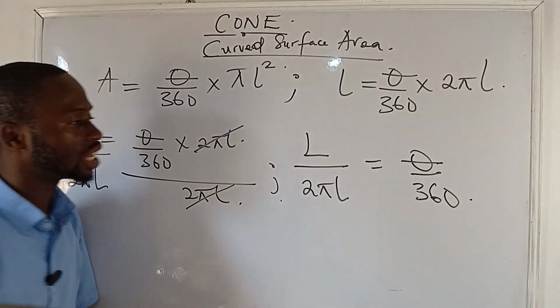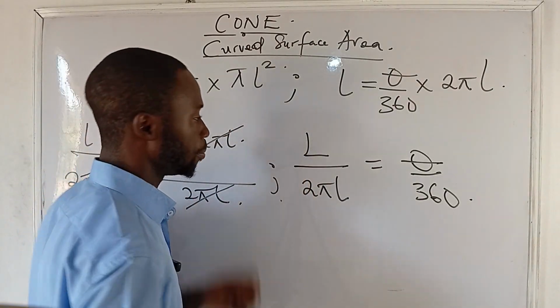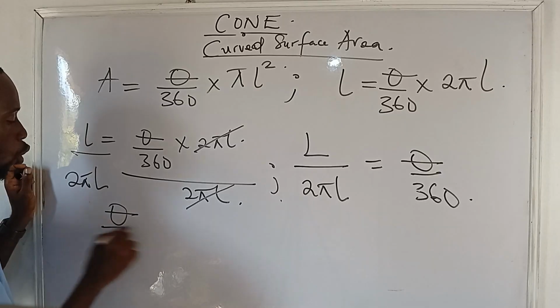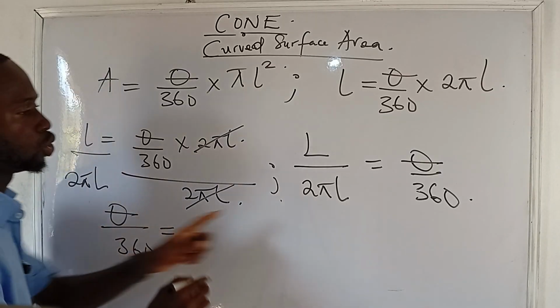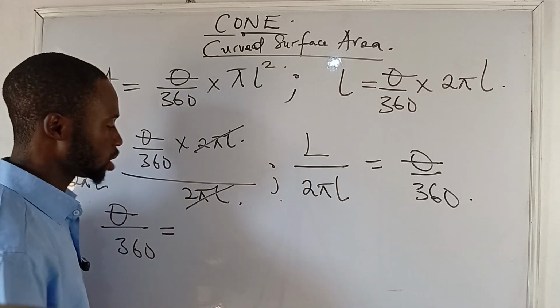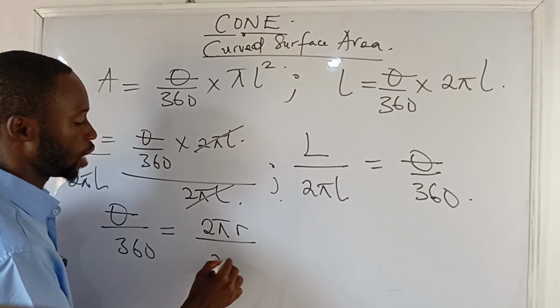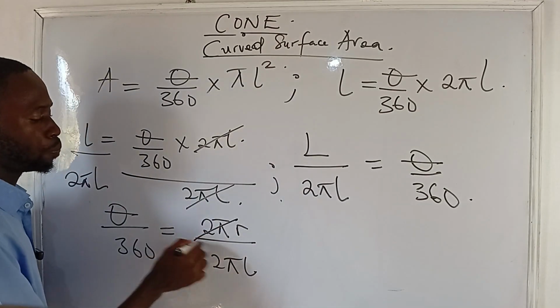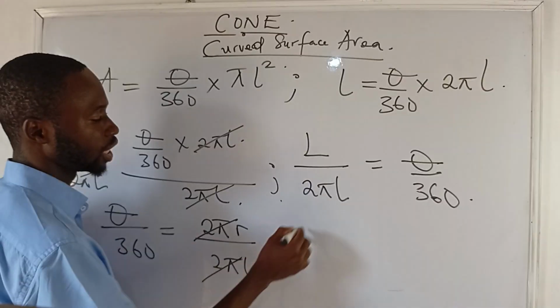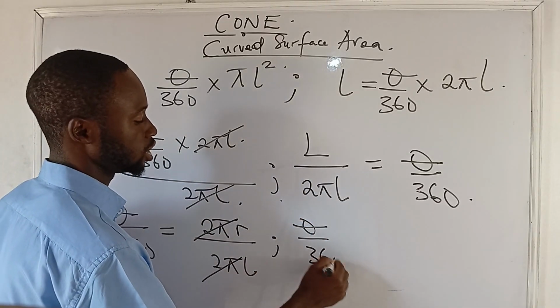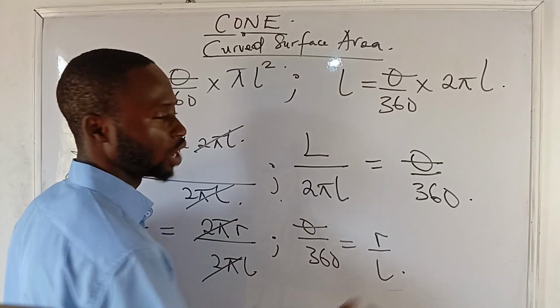So therefore, we have that this can be written. So we have theta over 360 equals L. This L becomes the circumference of a circle, 2 pi r. Then we have 2 pi r over 2 pi L. So from here, 2 pi cancels 2 pi. Then we can agree that theta over 360 equals r over L.